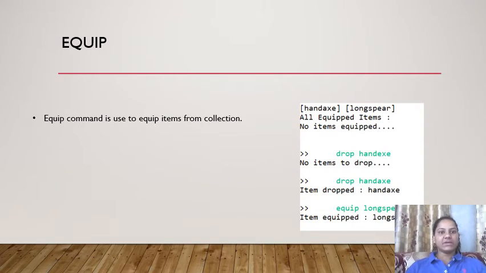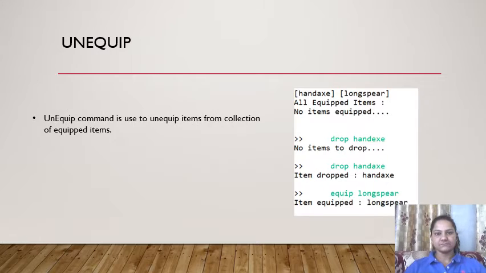The next command we have used is the equip command, which we normally use to equip items from the collection or from the item list. So as we can see, all equipped items, no item equipped on the screen. Then we gave the command to drop handx, then the item handx, one item dropped, and then we gave the command to equip long spear. So the long spear item was equipped.